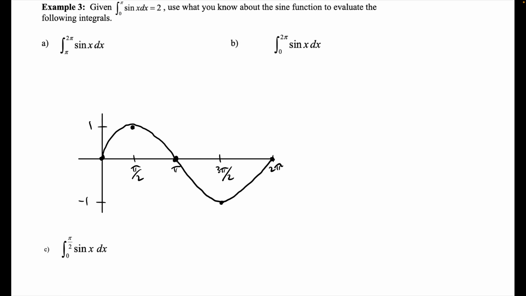And then it continues, it oscillates. It goes back and forth. Keeps going back and forth. Every 2 pi, it goes through one cycle. Okay, so that's what I know. Now it tells me the area from 0 to pi is positive 2.